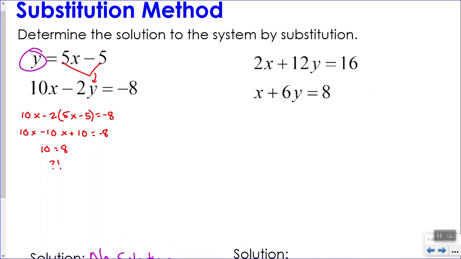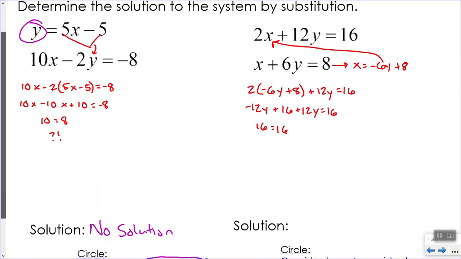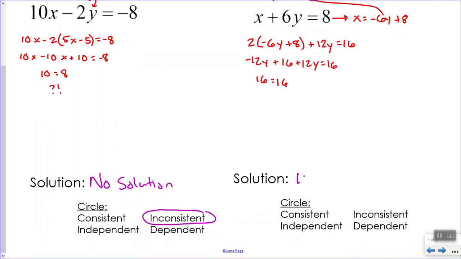Go ahead, pause the video, see if you can solve the last one here. Alright, if we solve the second equation for x, and again, you can solve any equation for any variable, you just want to make your life as easy as possible, so look for the simplest one. We substitute that back into the first equation. We end up with the statement 16 equals 16, which we know is a true statement. So this is going to be our infinitely many solutions, which means we have a consistent, dependent system.